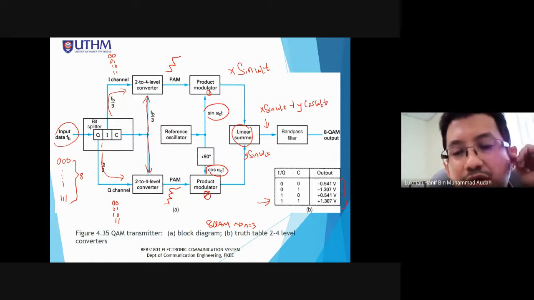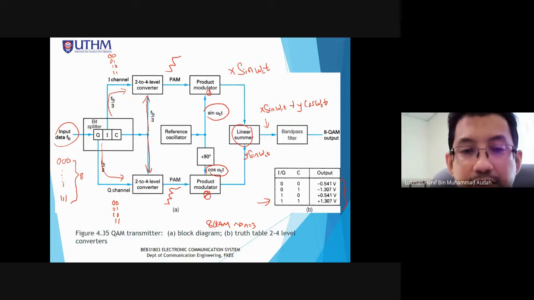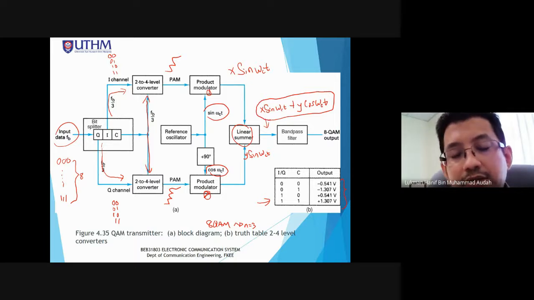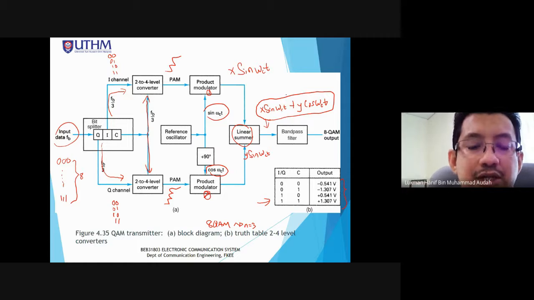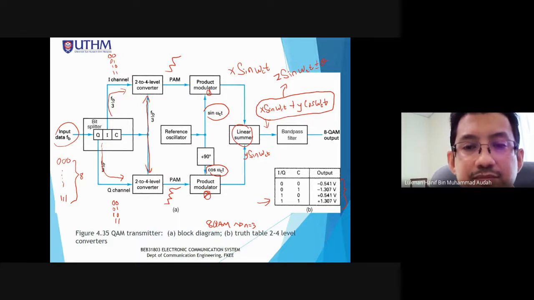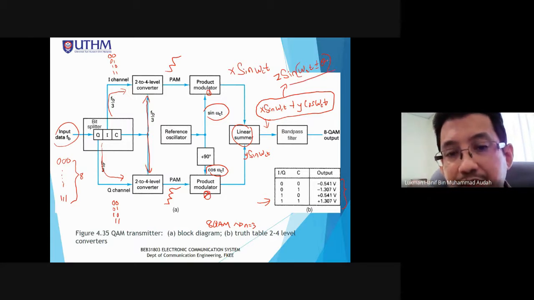Okay, masuk ke dalam band pass filter. Band pass filter will remove the unwanted frequencies and then we transmit. Nampak, so kita akan transmit. Inilah basically we will transmit this. Dan nanti kamu akan lihat bahawa persamaan ini kita akan simplify. Saya akan tunjuk nanti bahawa persamaan ini kita akan simplify dalam sebutan Z sin omega CT plus or minus theta.